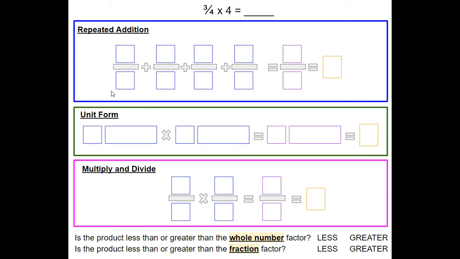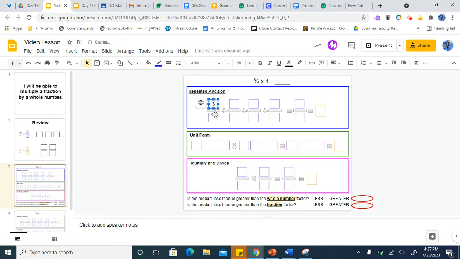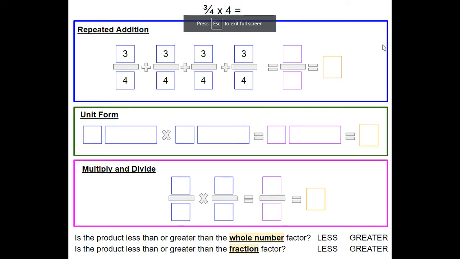Let's start by using repeated addition to multiply 3/4 times 4. We'll be using 3 strategies, but you can use the strategy that works best for you. With repeated addition, we're going to repeatedly add the fraction. Since we're multiplying 3/4 times 4, we'll be adding 3/4 a total of 4 times. So we'll do 3 as the numerator and 4 as the denominator for each of these fractions. Now that we have 3/4 written 4 times, let's go ahead and add these fractions together.